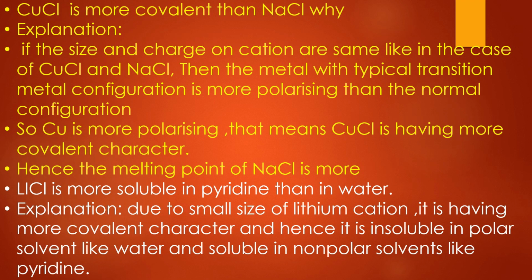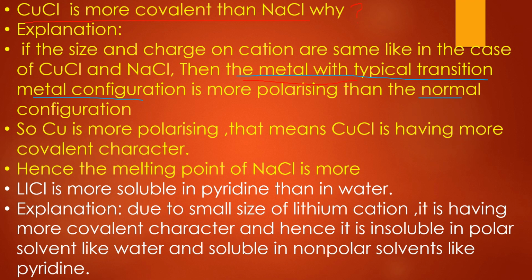Now one more example here. I am taking the example of CuCl. CuCl is more covalent than NaCl. Why? Now this is again a very interesting question. You know that in CuCl and NaCl the anion is same. Now copper and sodium are having nearly similar size and charge is also similar, right? So which factor determines the covalent character here? The factor which determines the covalent character is that the metal with typical transition metal configuration is more polarizing than the normal configuration.